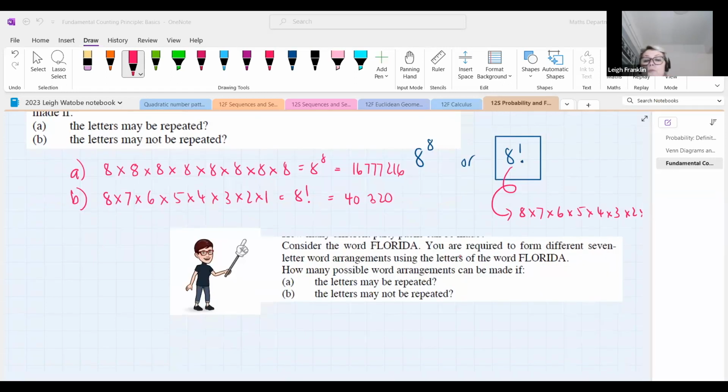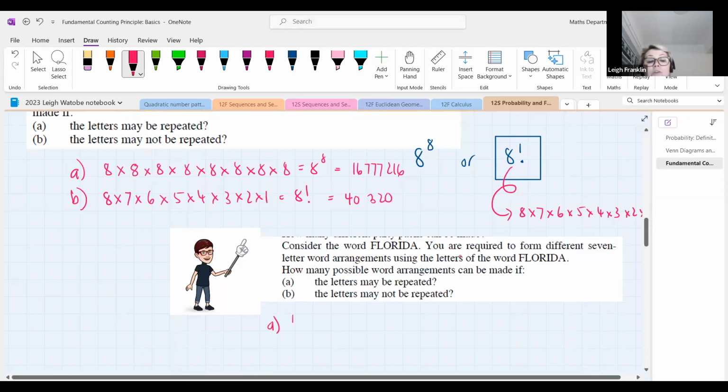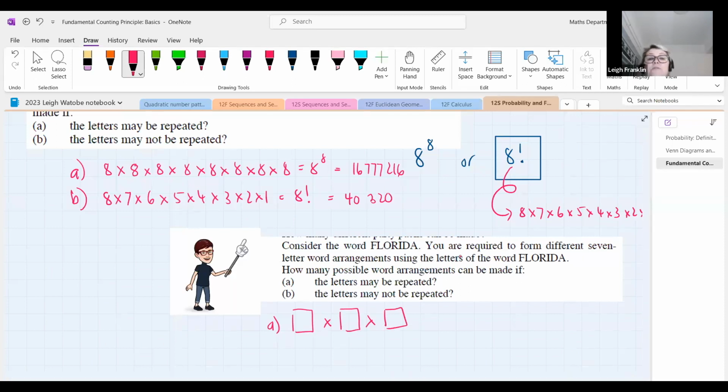Okay, so if we take the word Florida, we've got 7 different letters. So how many different word arrangements can be made if the letters can be repeated? Each block. So think about it like this. You are filling a block. The first block is for the first letter. The second block is for the second letter. 4, 5, 6, 7. So there are 7 ways that block can be filled, by 7 by 7 by 7 by 7 by 7 by 7. So that would be 7 to the power of 7, which leaves us with some massive big number.